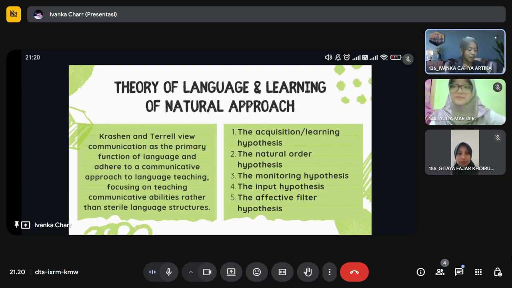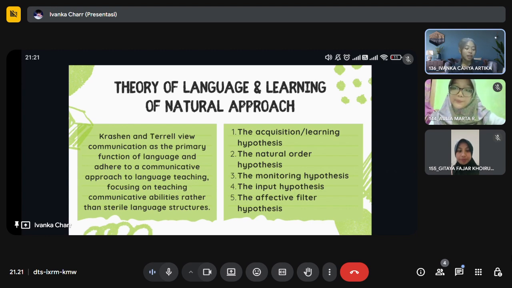So the first one is the theory of language. Krashen and Terrell view communication as the primary function of language and adopt a communicative approach to language teaching, focusing on teaching communicative abilities rather than sterile language structure. And then for the theory of learning, there are five hypotheses that underlie the natural approach as a base. The first one is the acquisition-learning hypothesis. Here, it suggests that adults can acquire a foreign language or second language as naturally as they do when they are a child acquiring their first language.